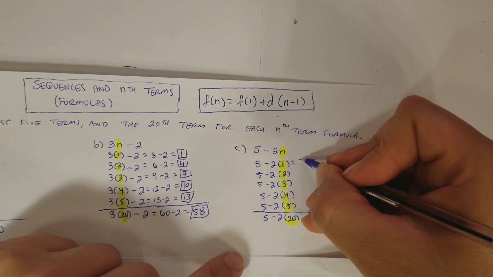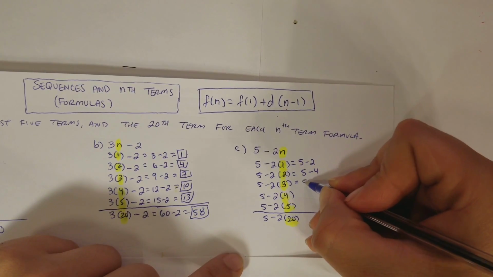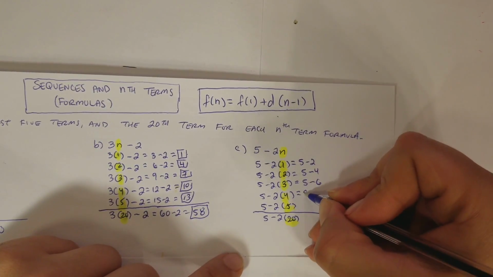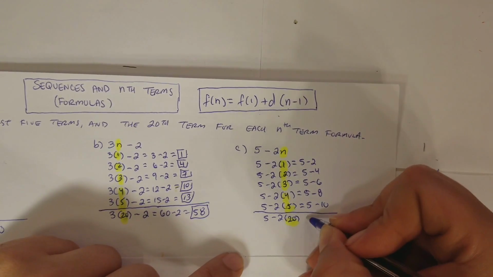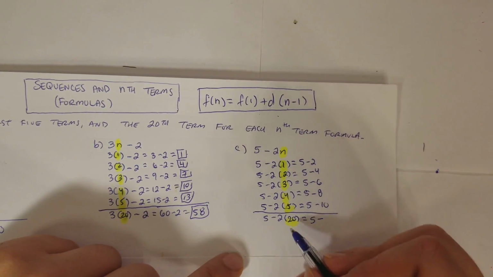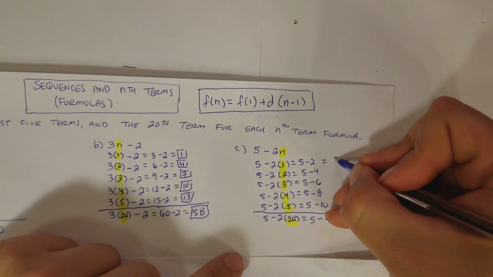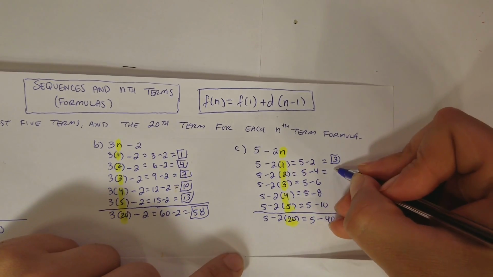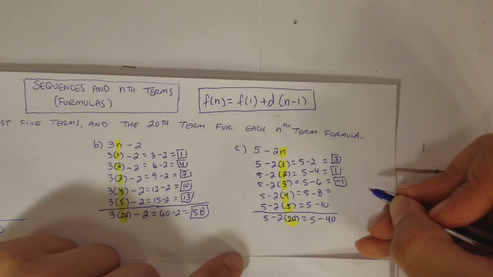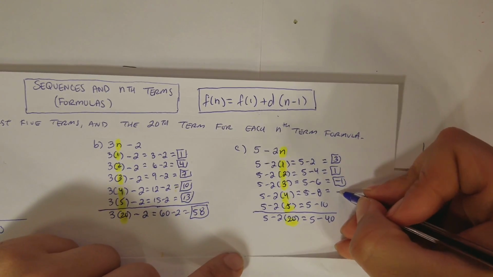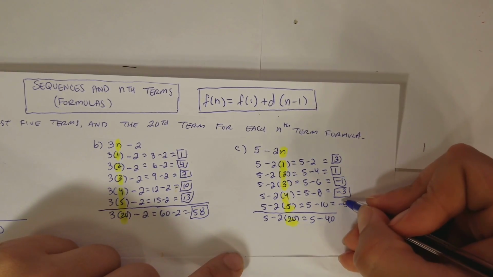If I plug in the first one, I get 5 minus 2. If I plug in the second one, I get 5 minus 4. Third one, I get 5 minus 6. And then 5 minus 8. And then 5 minus 10. And then lastly, 5 minus 40. So the first answer that I get is positive 3. Second answer that I get is 1. Next answer is -1. Next answer is -3. Subtract them and keep the sign of the bigger one, right? And the last one that I get is -5.